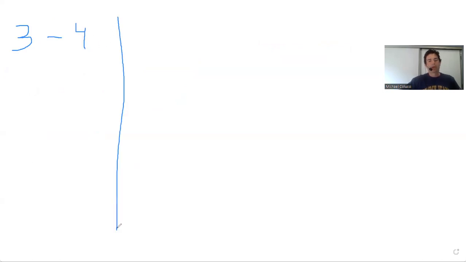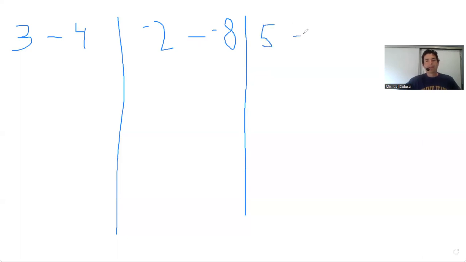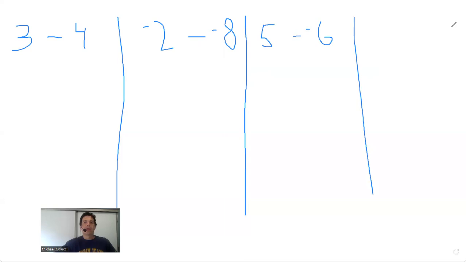I'm going to draw a line here so we can do a few. Anyone want to say 3 minus a negative 8? I don't know why I just said 3 when I wrote 2. That's a skill. Let's say 5 minus a negative 6. And then last, certainly not least, we have negative 7 minus 6.